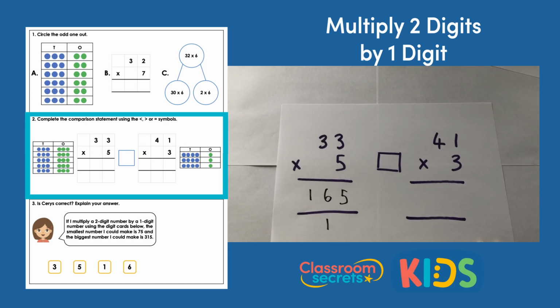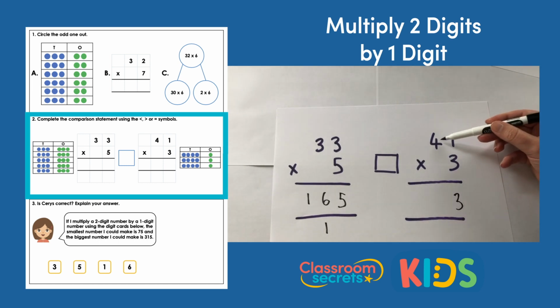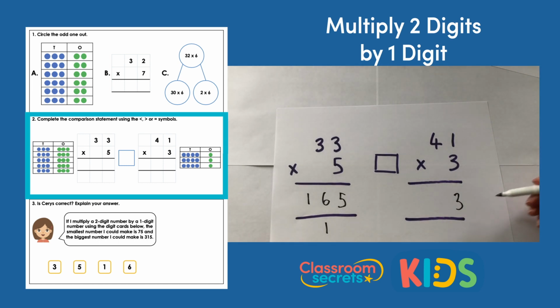Next calculation, 41 times 3. 1 times 3 is 3. 40 times 3 is 120. We didn't need to exchange for that one. The answer is 123. I can compare my two answers now.